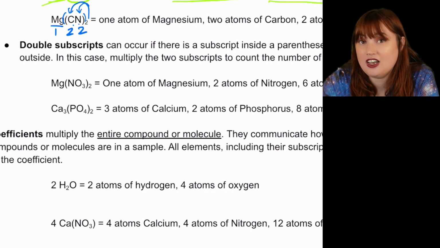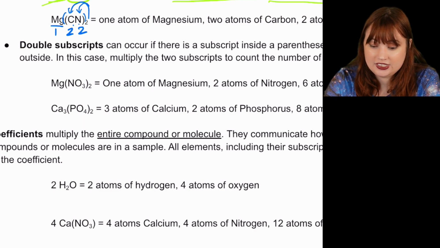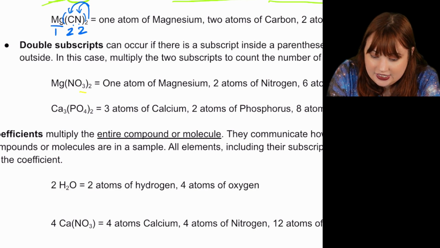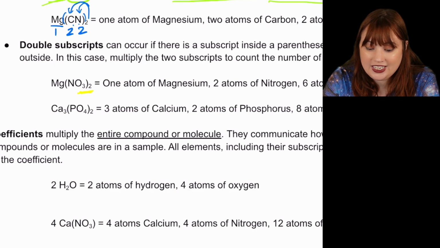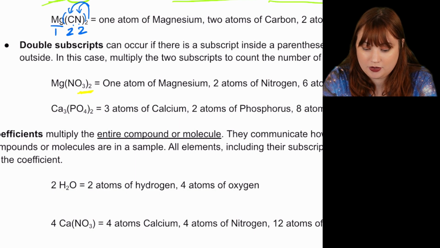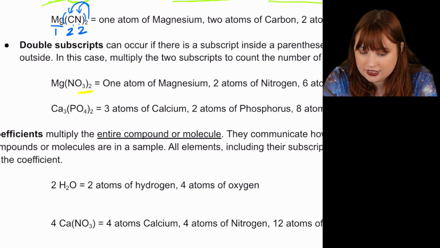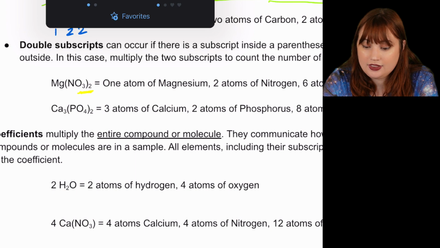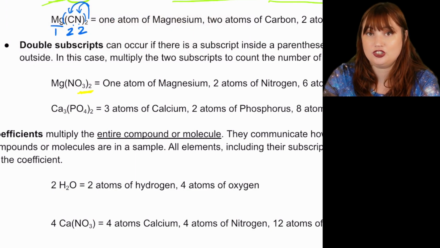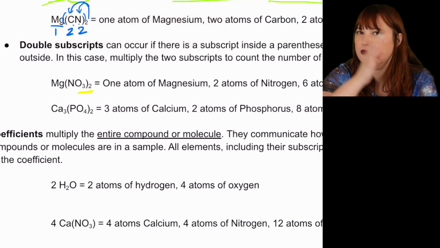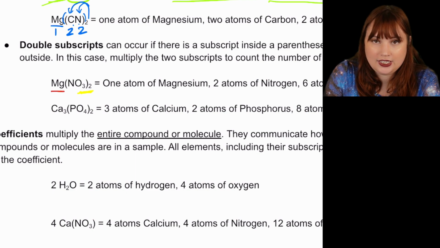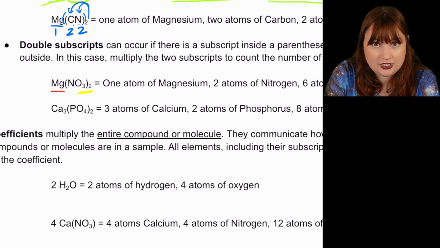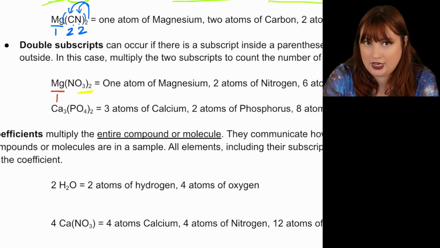We can also have a case of double subscripts. This is like this picture right here where I see 2 subscripts next to each other. One of them would be inside of a parentheses and the other is outside of the parentheses. What do we do in this situation? In this situation, we just combine the 2 things that we've been doing. So let's break this down. Let's go element by element. I see Mg, magnesium. There's no subscript next to that. So that means there's only 1 magnesium atom.